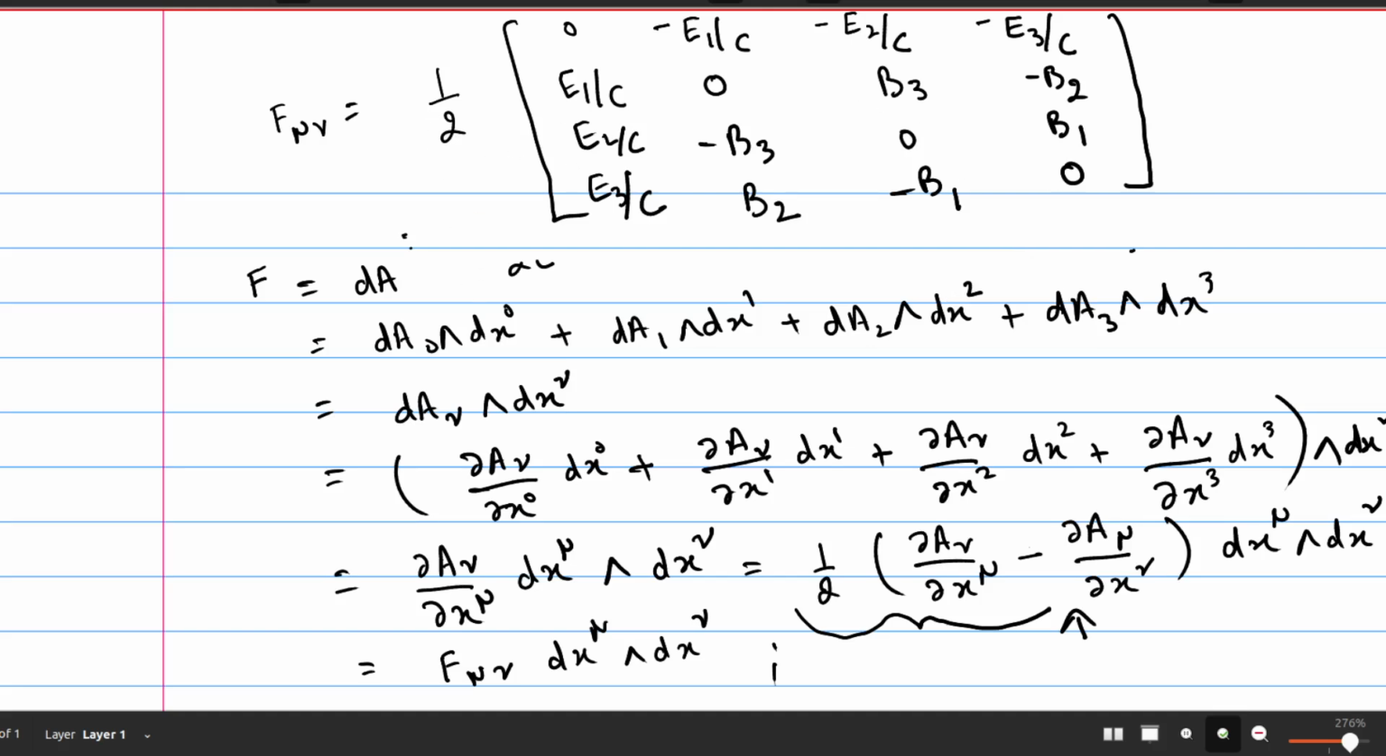So this is the electromagnetic field tensor. It is a rank 2 covariant tensor. These are actually components of this tensor. So the actual tensor is this here: F mu nu dx mu wedge dx nu, and F mu nu are the components of this tensor.